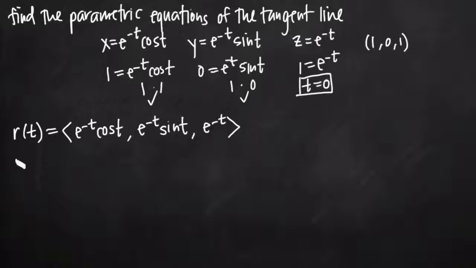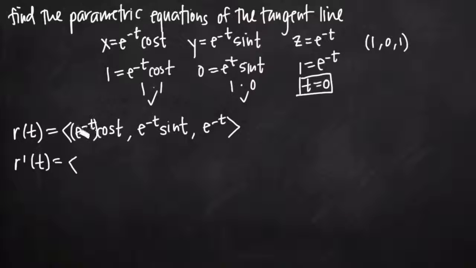We need to take the derivative, which we'll call r prime of t, and remember that that's just going to be the derivative of our vector r with respect to the parameter t. So taking the derivative of each one of these components with respect to t, we'll need to use product rule for this first one. We'll treat e to the negative t as one function and cosine of t as the other, and we'll use product rule.